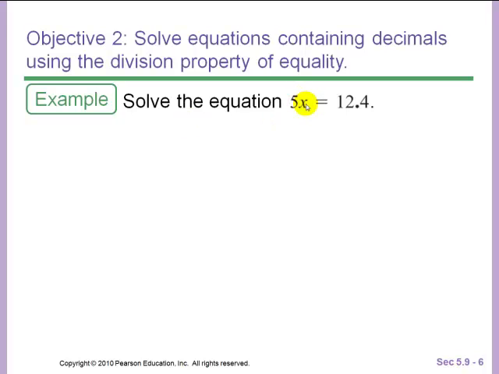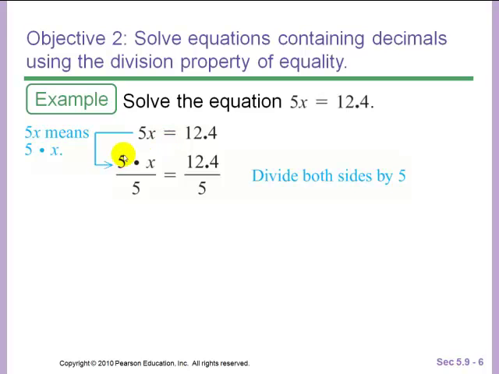Solve the equation 5x equals 12.4. Recall that 5x is the same as saying 5 times x. So in order to undo a multiplication, we are going to divide by 5. You can also think about this as multiplying by the reciprocal of 5, which would be 1/5. As long as you do it to both sides of the equal sign, you'll maintain your balance. So we're going to divide both sides by 5.